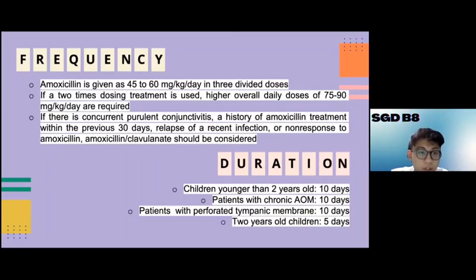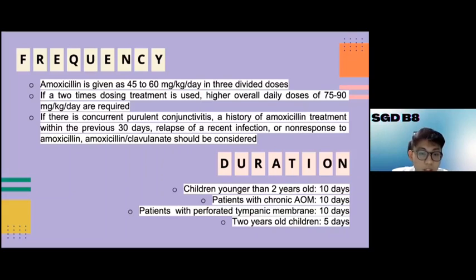So for the frequency of amoxicillin, the recommended treatment is 45 to 60 milligrams per kilogram per day in 3 divided doses. If a 2-times dosing treatment is used, a higher overall daily dose of 75 to 90 milligrams per kilogram per day is required.